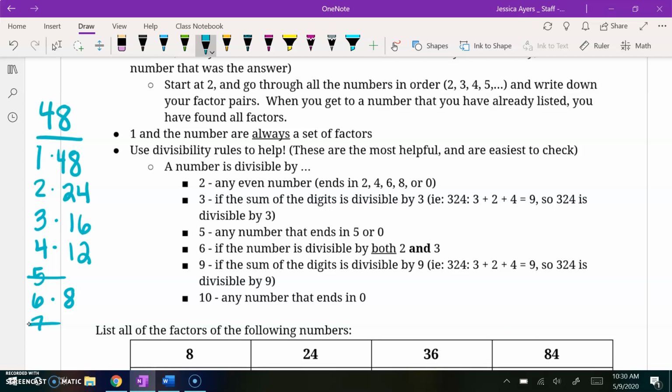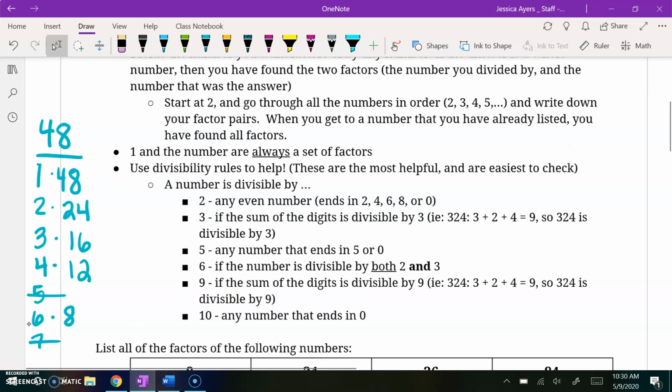So by making your factor list the way I've done, where you're doing a 1 times 48, 2 times 24, you're finding all of the factors all at once, and it makes your life a little bit easier. So 1 and the number are always a set of factors. So that's why up here I said start at 2, because 1 and 48, or 1 and the number, are always a set of the factors.